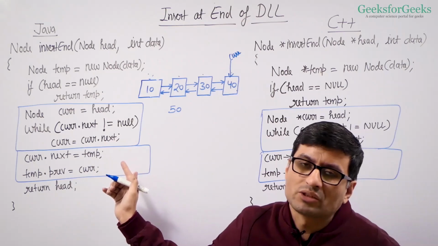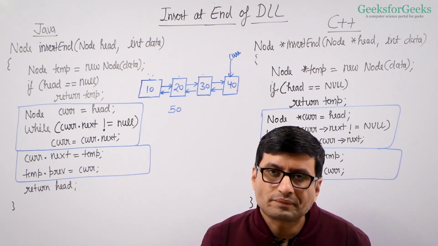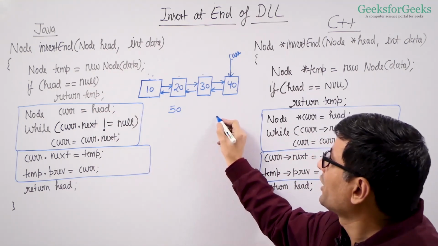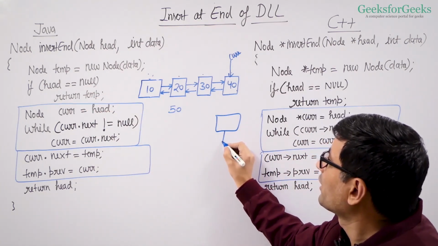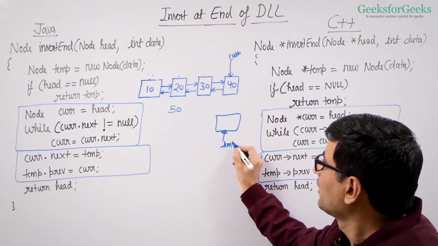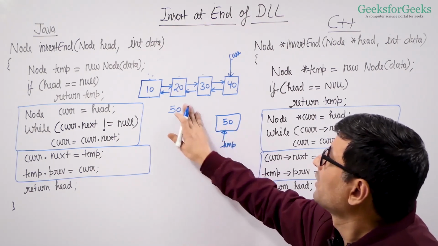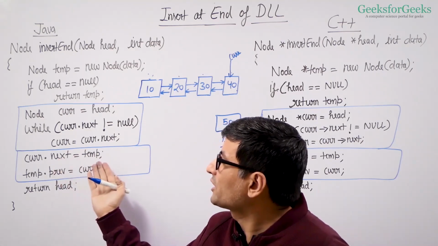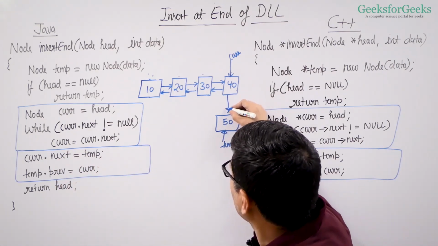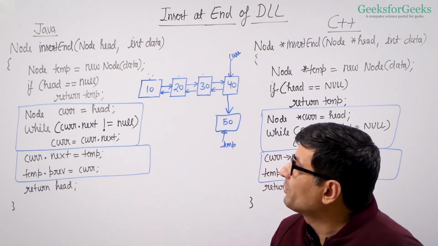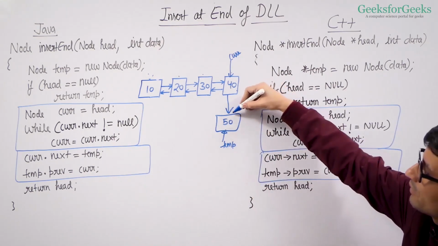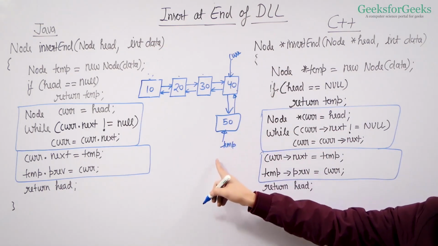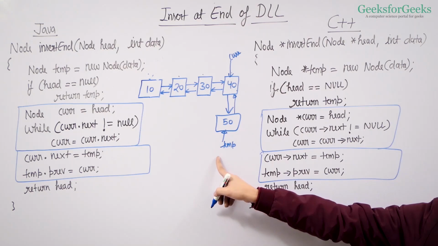After we find out the last node, our job is simple. We already have allocated a node as the first line of this code. So we have allocated a node with reference or pointer as temp and this value is 50. Right? So what are we going to do now? We are going to say current.next equal to temp. This is linked with this, and temp.previous equal to current. So we make this previous equal to current, right? So temp is added at the end of this linked list.